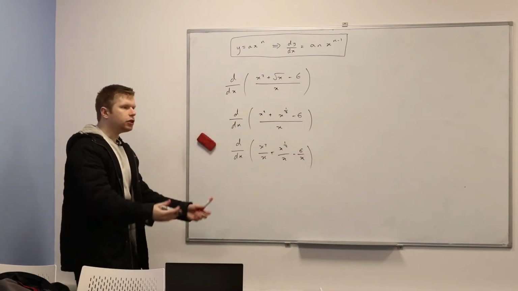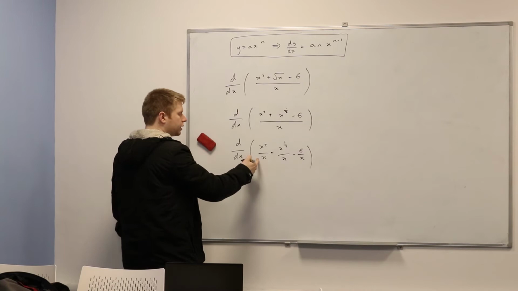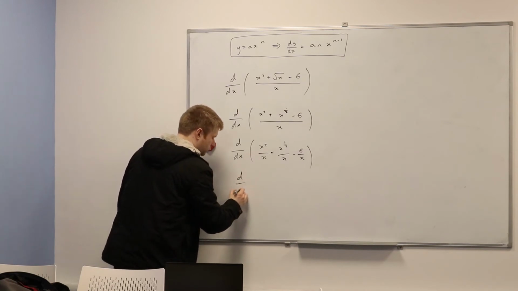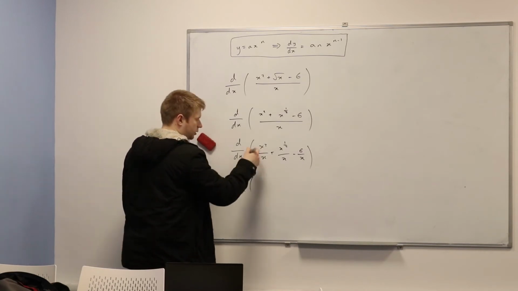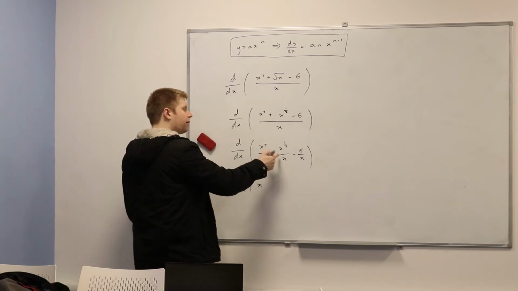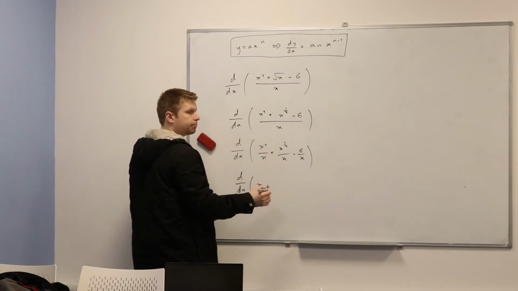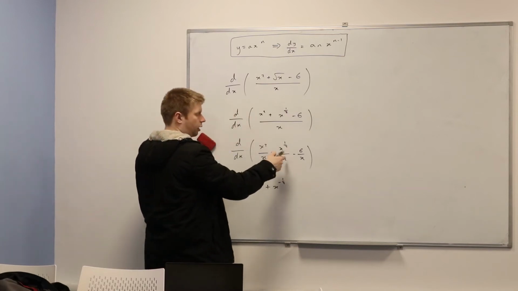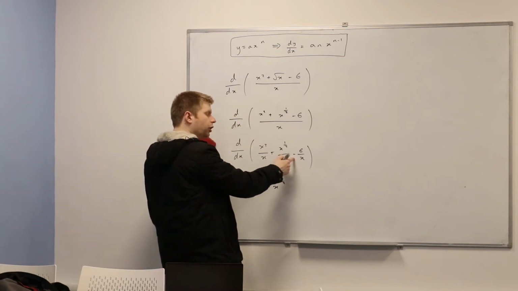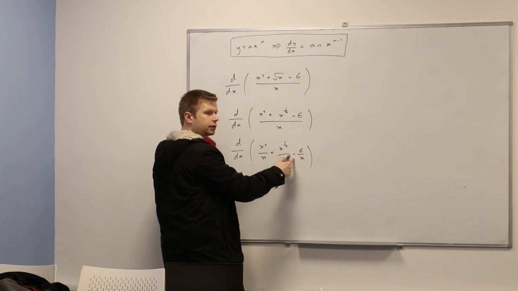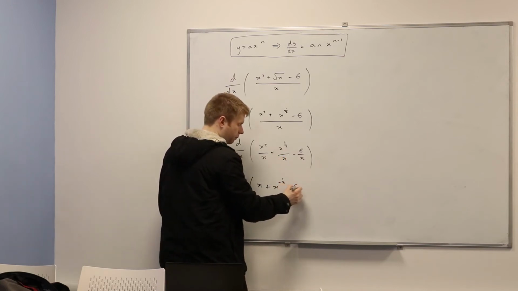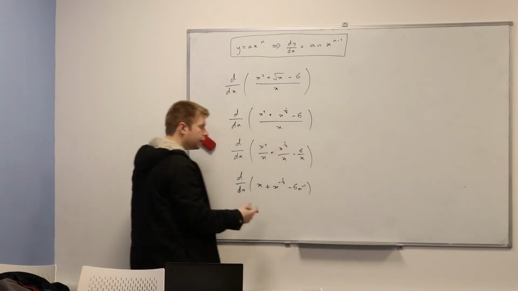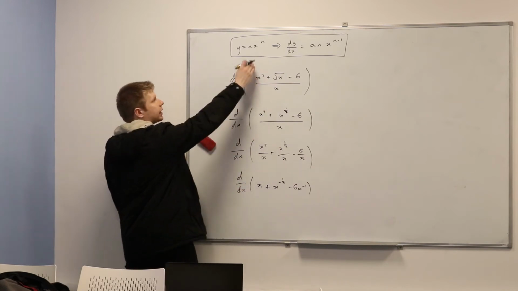Okay? And then it's just indices. So what's x squared divided by x? Good. x squared divided by x is x. What's x to the power of half divided by x? Good. I just subtract those powers, yeah? Half take away 1. And then how could I rewrite negative 6 divided by x? Good. Are you happy now? It's in a form that I can differentiate.